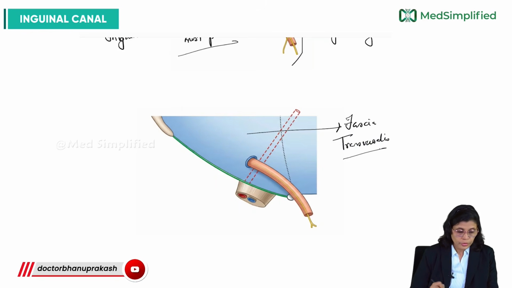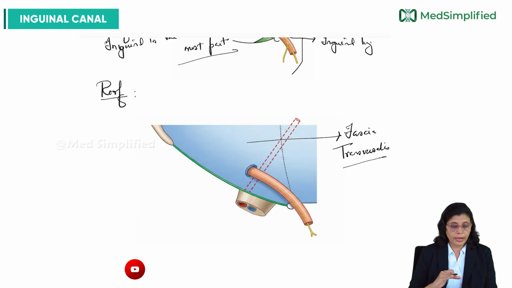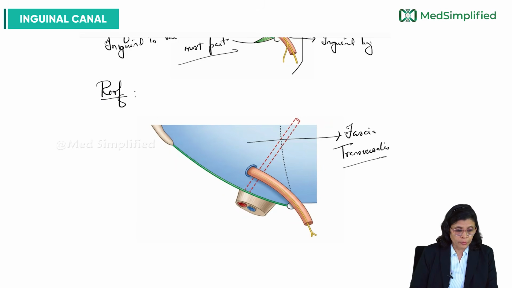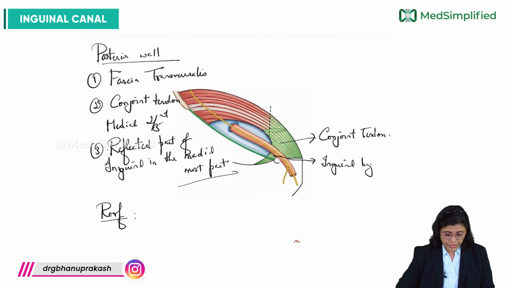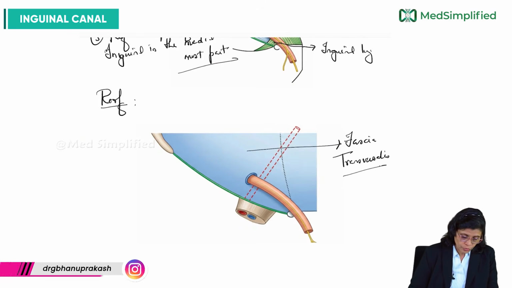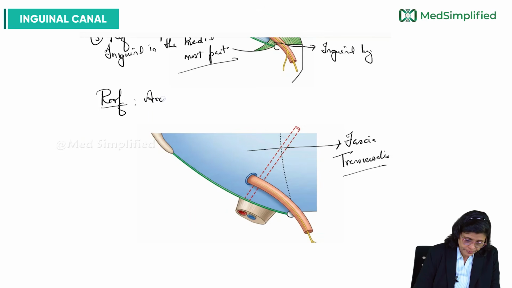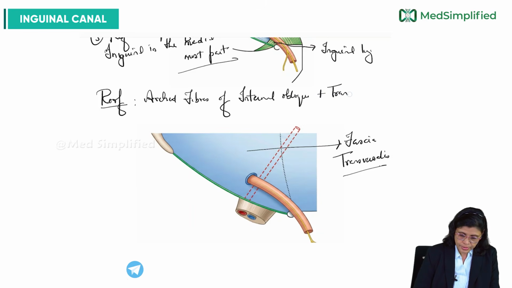So now the roof. The roof is formed by the lower arched fibers of the internal oblique, as well as the transverse abdominis muscle fibers. So when they arch over, they form the roof. The roof is formed by the arched fibers of internal oblique as well as transverse abdominis muscle.